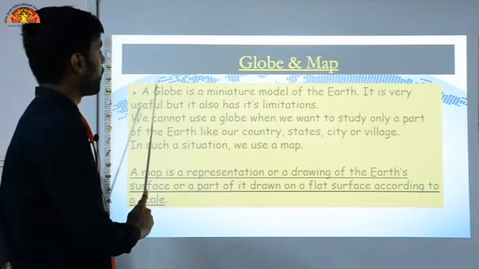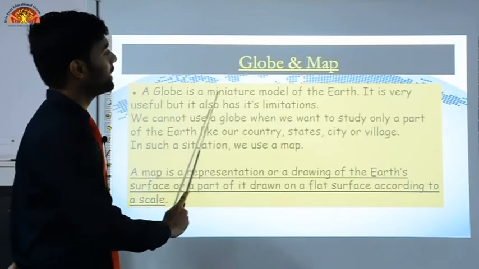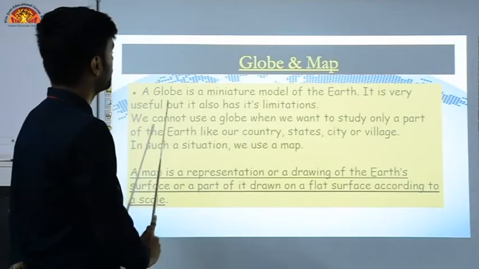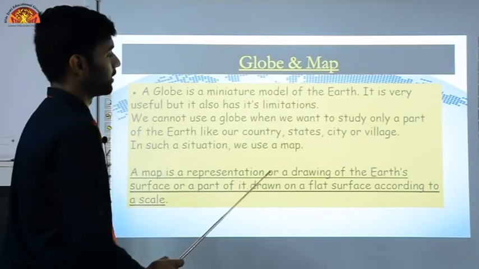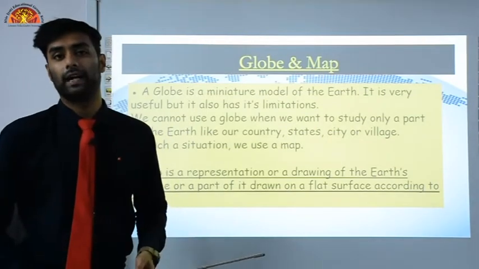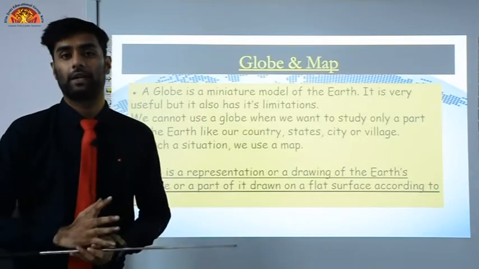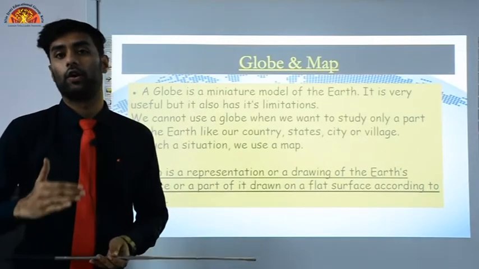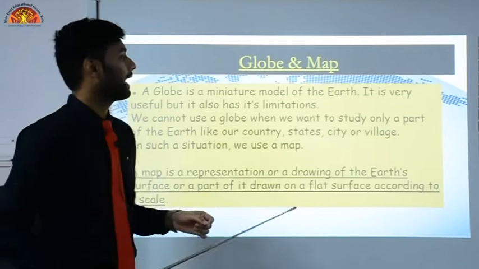See, you've already seen a globe. A globe is a miniature model of the earth. It is very useful, but it also has its limitation. You have already seen what a globe is, right? On a globe, it is exactly a replica of the earth. On it, you can see latitudes, longitudes and different countries. But it has its limitations.